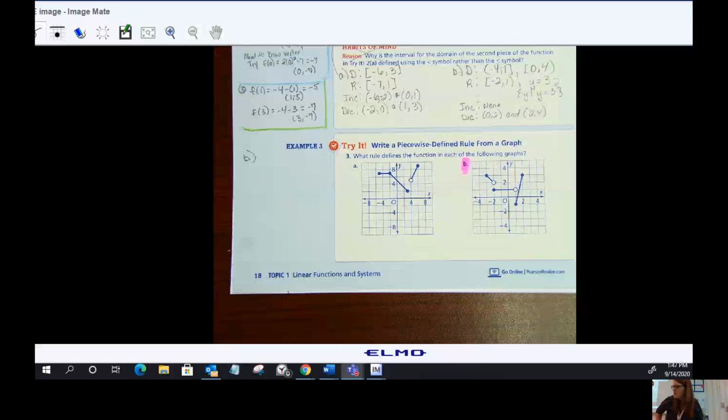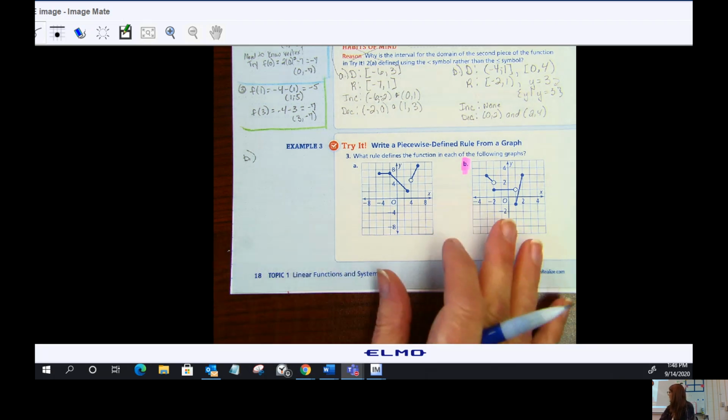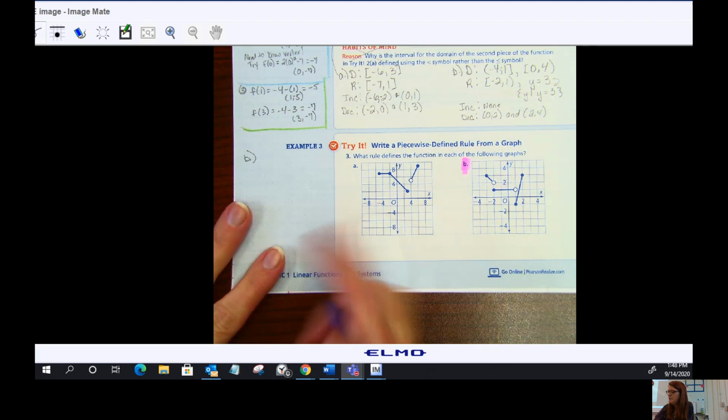We're going to take a look at topic 1.3. This is on piecewise defined functions. Example 3 in the companion book, page 18. We're going to do B. We're going to write the piecewise defined rule from a graph. And I'm just going to jump right on in.